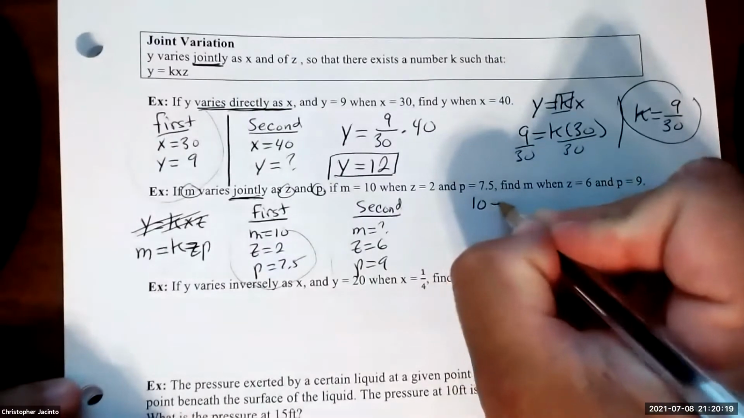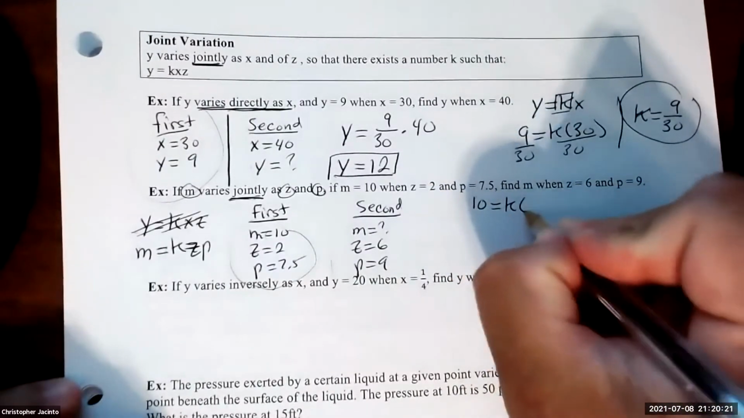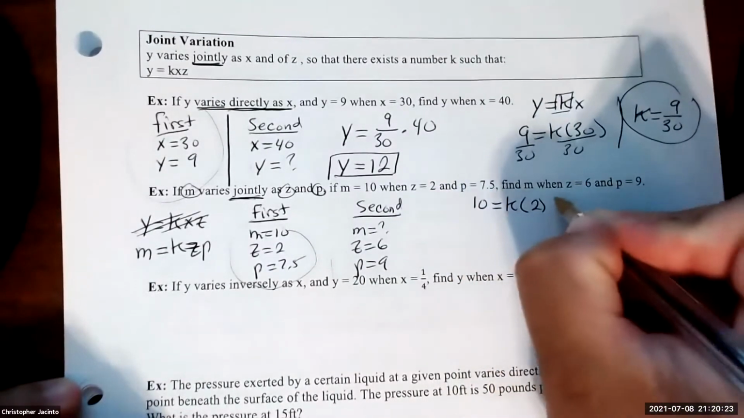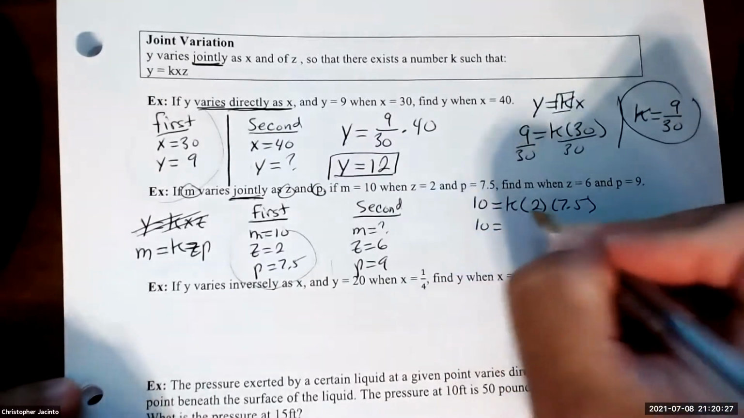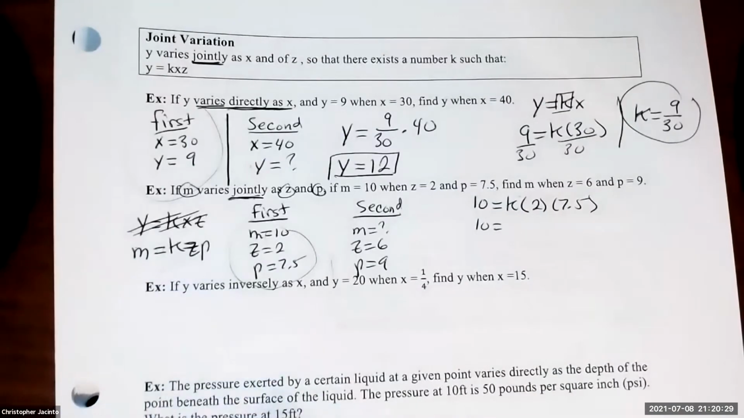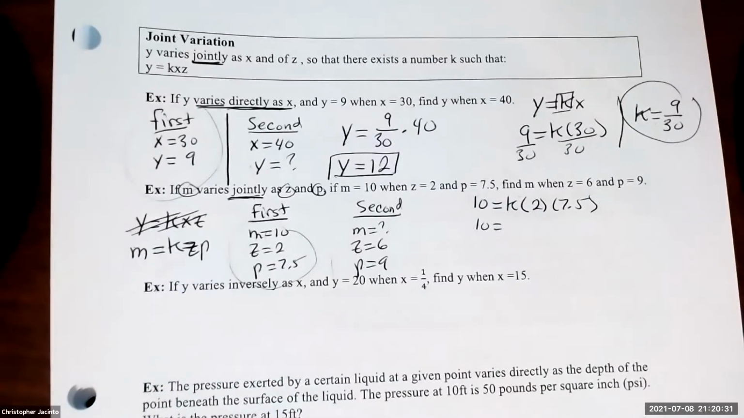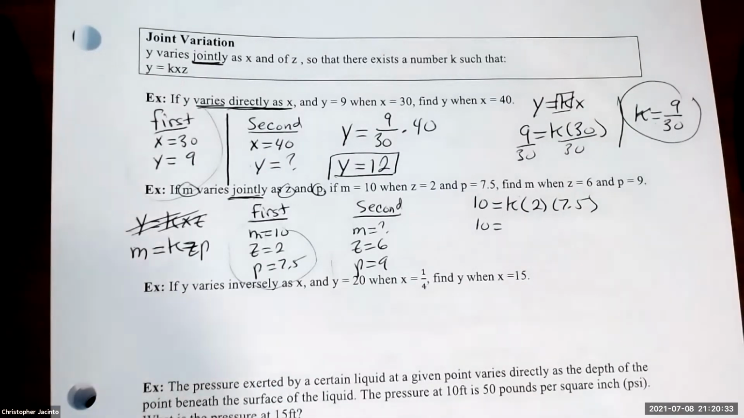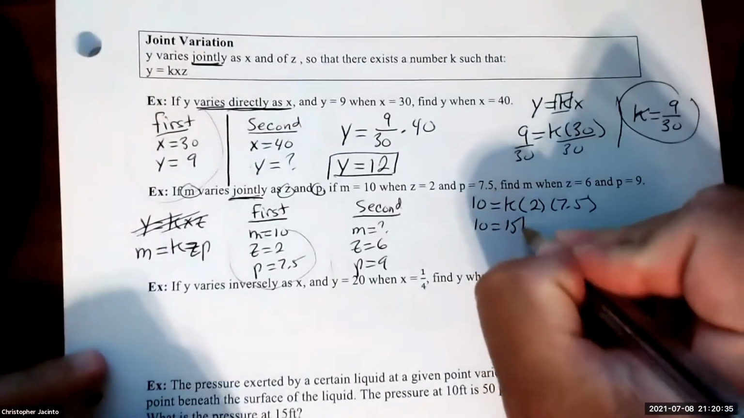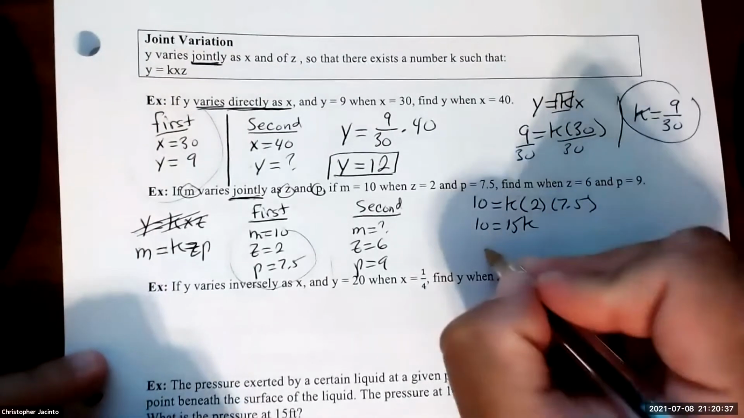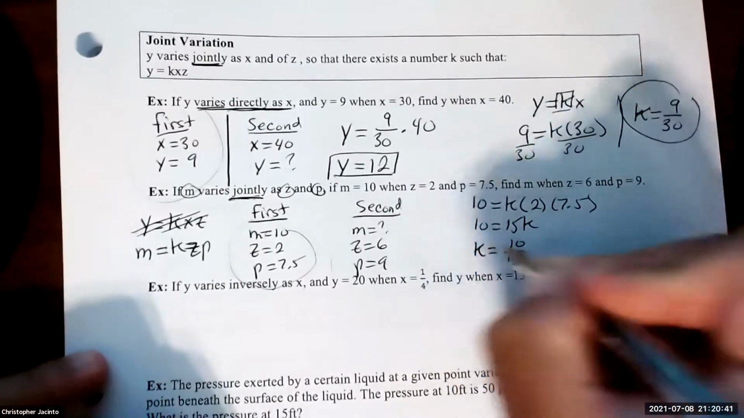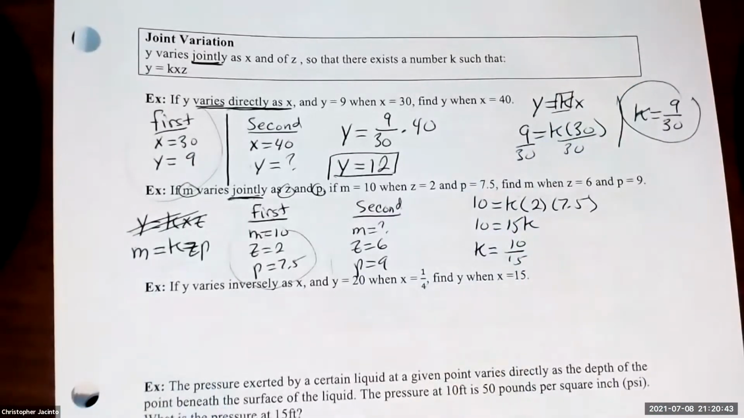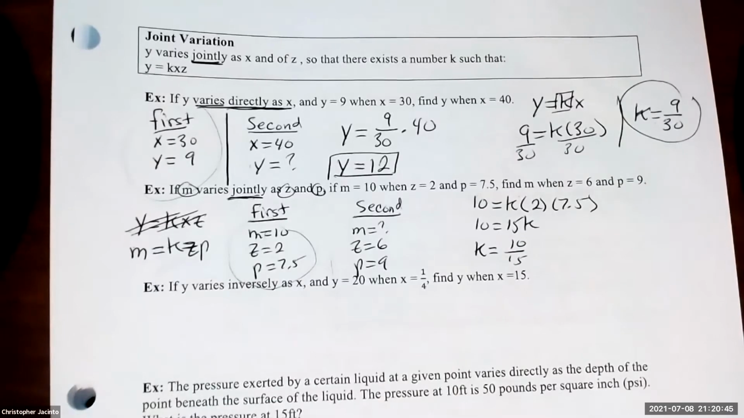Okay. So we're just going to plug in these three letters. So 10 equals k times 2 times 7.5, and we just solve for k. So let's see what we get. I think it's going to be 15, right? 2 times 7.5, yeah, 15. K divided over, so we know k is equal to 10 over 15. So far, so good?